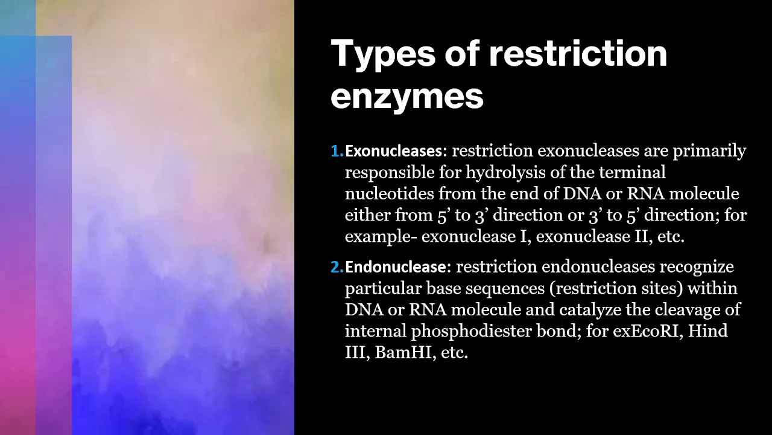Coming to the types of restriction enzymes, there are two types: exonucleases and endonucleases. Exonucleases are primarily responsible for hydrolysis of terminal nucleotides from the end of a DNA or RNA molecule, either from 5' end to 3' direction or 3' to 5' direction. For example, exonuclease 1 and exonuclease 2.